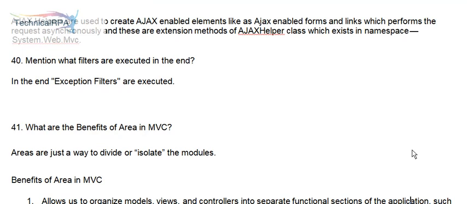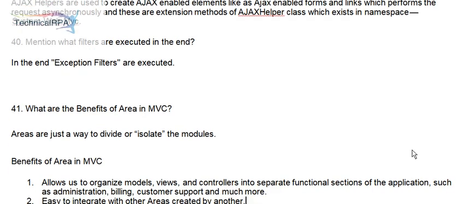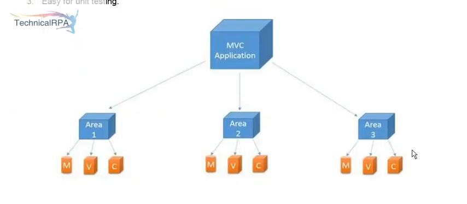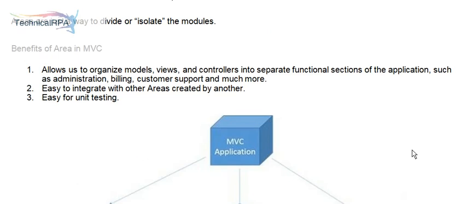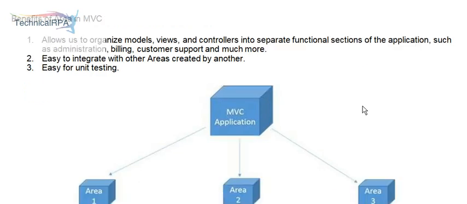41. What are the benefits of area in MVC? Areas are just a way to divide or isolate the modules. Benefits of area in MVC: 1. Allows us to organize models, views, and controllers into separate functional sections of the application, such as administration, billing, customer support, and much more. 2. Easy to integrate with other areas created by another. 3. Easy for unit testing.